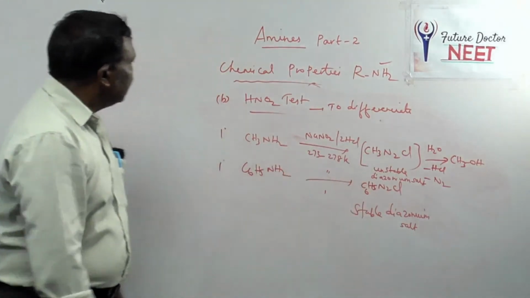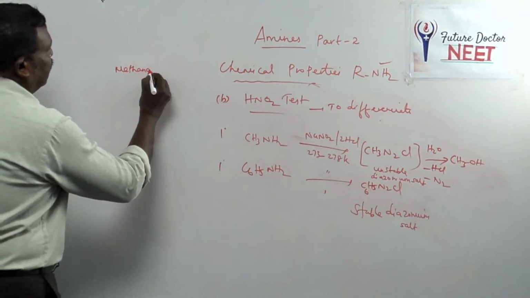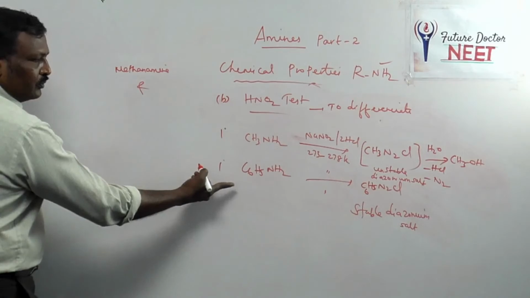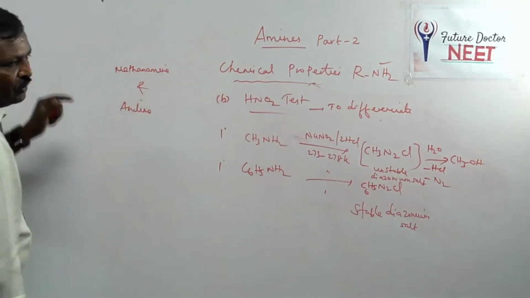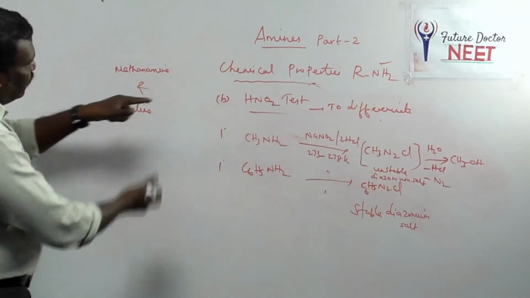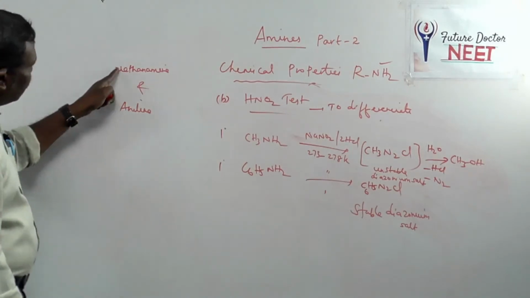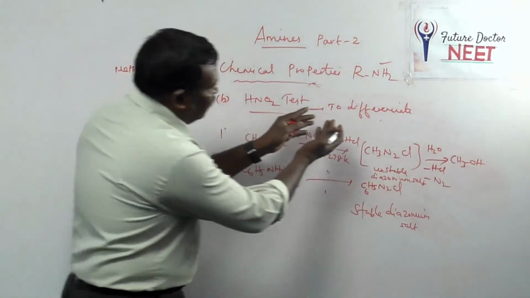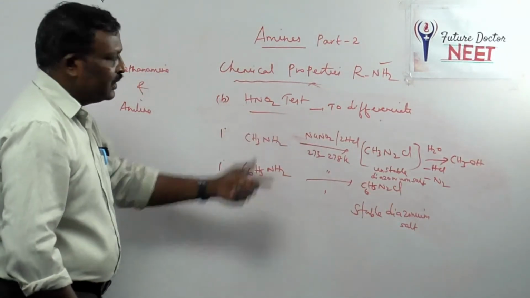Suppose they give these two compounds. This is methanamine and this is aniline. What's the name of the test to differentiate these two compounds? The nitrous acid test. That's all. Both can answer the carbylamine test, but to differentiate them, which test can we follow? You can follow the HNO2 test.